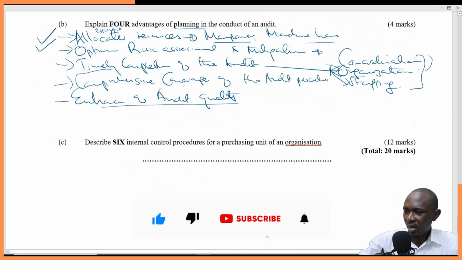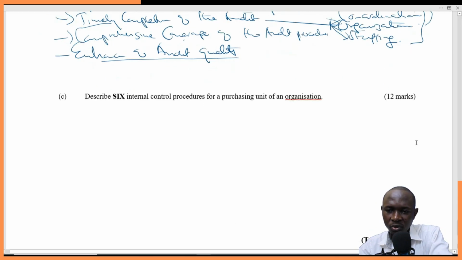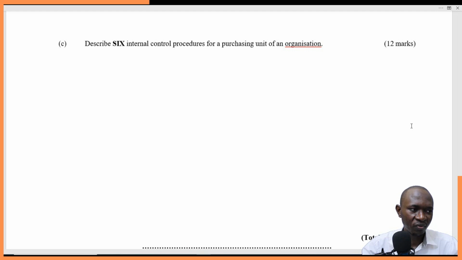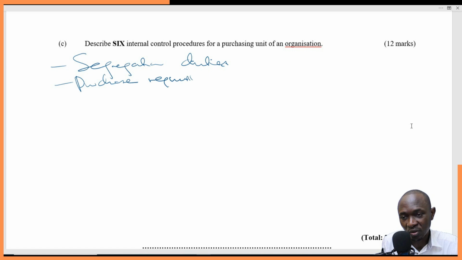Okay, then we have number C. C is describe 6 internal control procedures for a purchasing unit of an organization. Number 1, segregation of duties. Make sure that you segregate the duties. The work of one person is checked by the other person. Then make sure that we have the purchase requisitions and approvals, so that we don't purchase anything that doesn't have the requisitions and approvals.